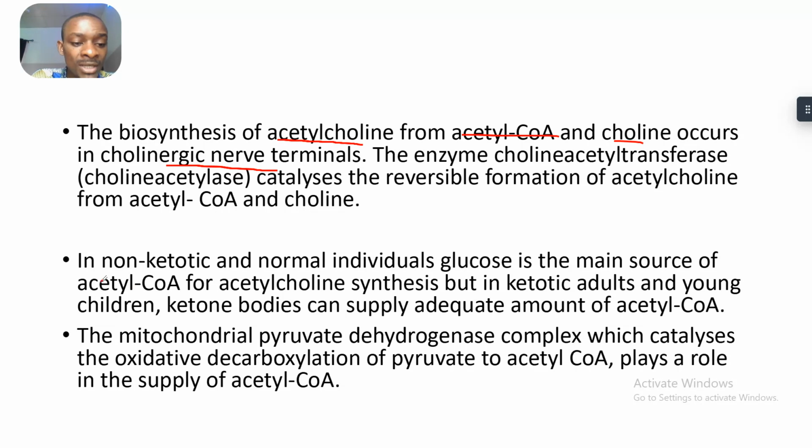Now, in non-ketotic and normal individuals, glucose is the main source for acetylcholine synthesis. But in ketotic adults and young children, the ketone bodies can supply adequate amounts of what? Acetyl-CoA. Sorry, I said glucose is the main source of acetylcholine. Glucose is the main source of what? Acetyl-CoA. Now, the mitochondrial pyruvate dehydrogenase complex, which catalyzes the oxidative decarboxylation of pyruvate to acetyl-CoA, plays a role in the supply of what?